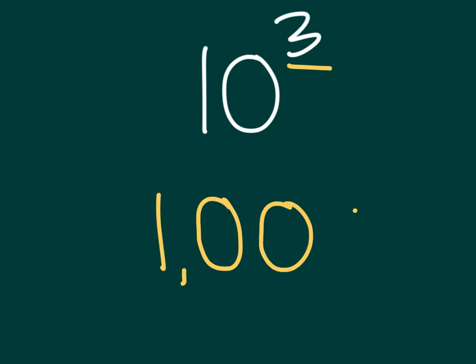We had previously done 10 times 10 times 10 and got 1,000, but I have a pattern to show you. If I have 10, I'm going to have my 1 here in the start, and then my exponent number will tell me how many zeros I need to put for my answer. That works really well when we're doing 10 to the power. Let me show you another example.